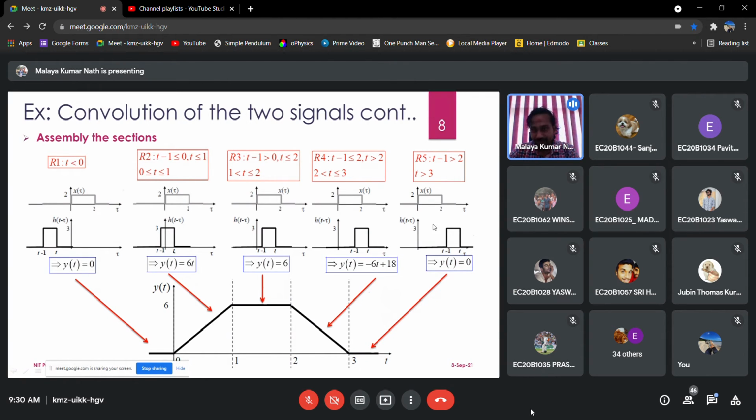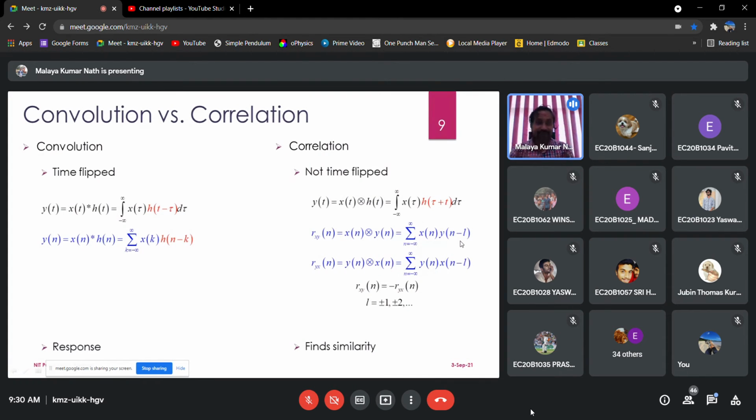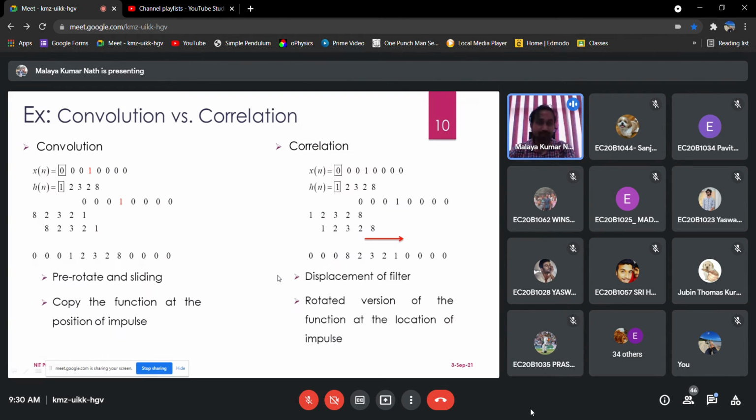So as in the case of region 5, this h of t has completely crossed your x of t, so there is no overlapping, so this will give rise to 0. So that is what we have discussed about convolution. I hope... any doubt, anything you want to ask, please ask me. The same thing happens in the discrete domain also.